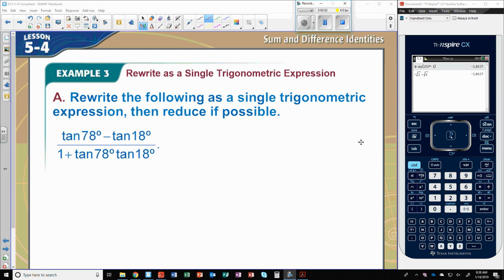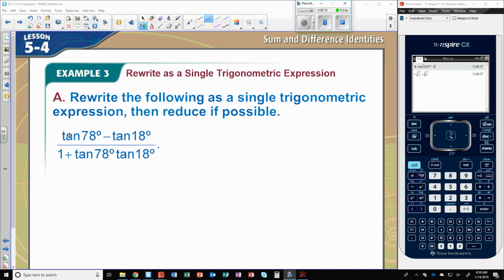Example 3. Rewrite the following as a single trigonometric expression, then reduce if possible. Okay, so first here I'm given, and you can see all these tangents. And remember that tangent is the same thing as y over x. Sine is y, cosine is x, tangent is y over x. So this is like the sine, this is the cosine.